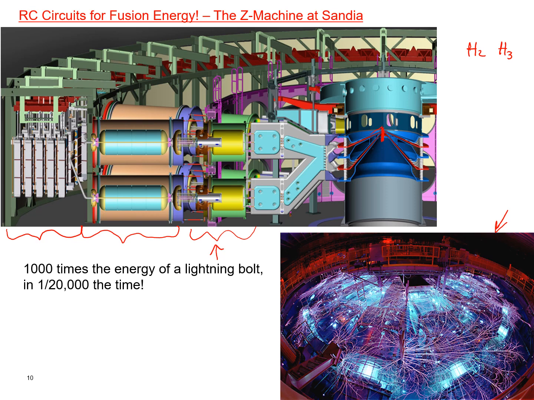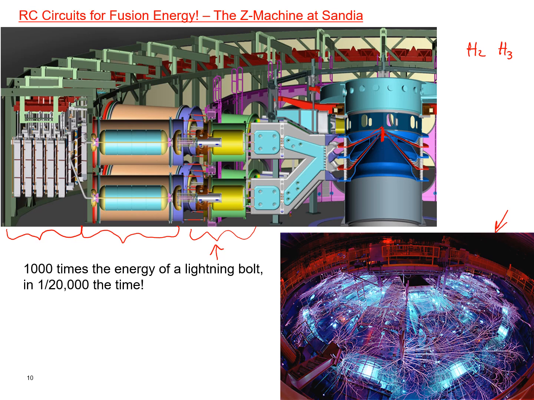So it acts like an amazingly tiny resistor that is connected to an amazingly large capacitor. And so you have an amazingly gigantic amount of current flowing through it. They say that it is 10,000 times or 1,000 times the energy of a lightning bolt in 1 over 20,000th of a time over which that lightning bolt might strike.